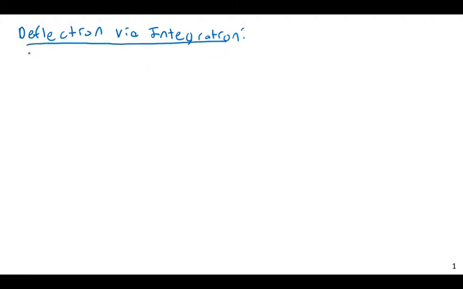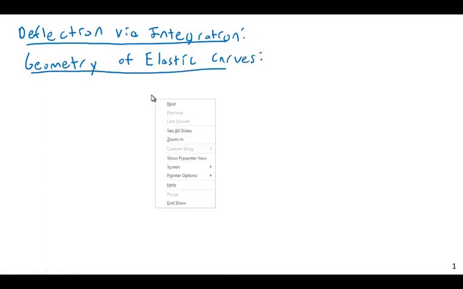And then we're going to look within this at, so that's our goal. We want to be able to calculate this. And we are going to look at the geometry of elastic curves. Now, consider an element. I'm going to base this analysis on the following diagram.